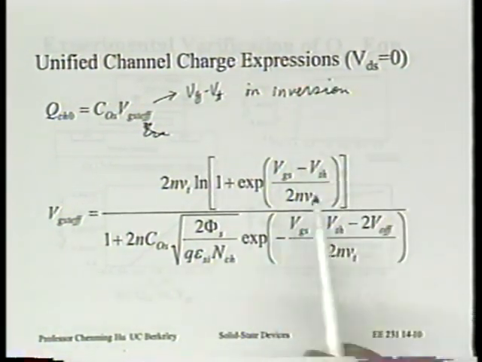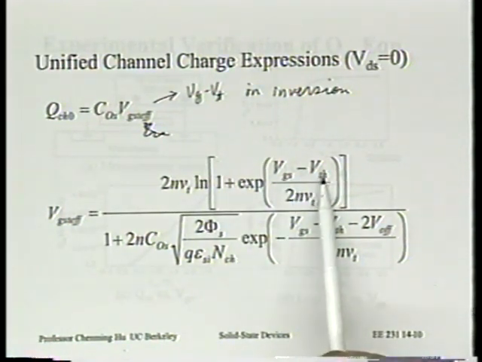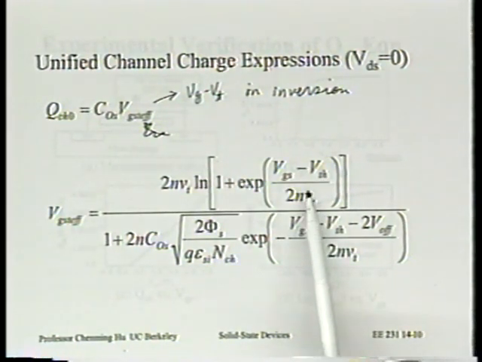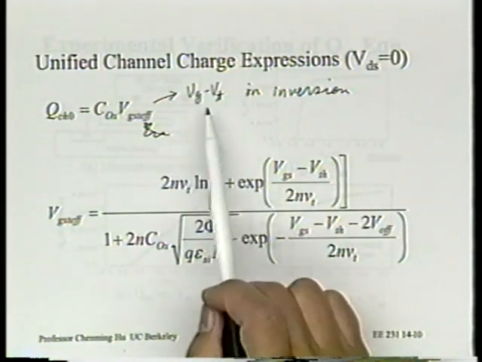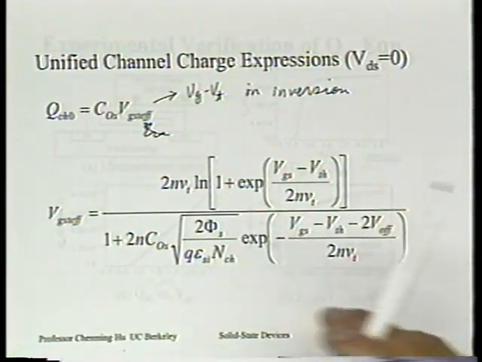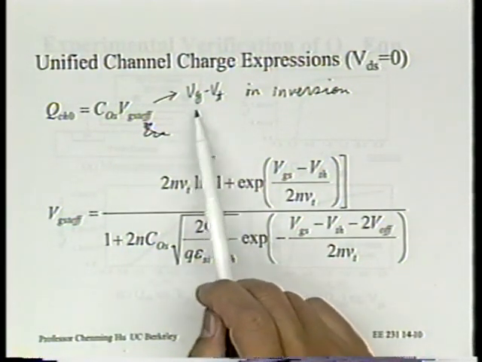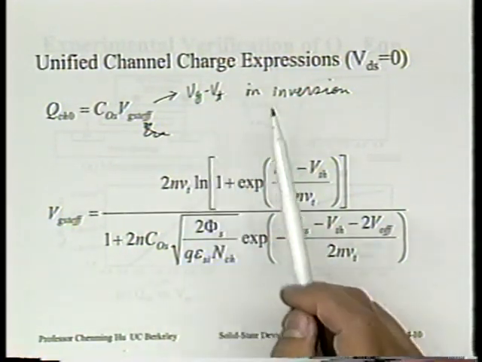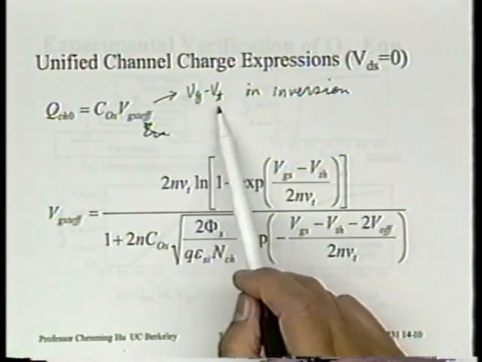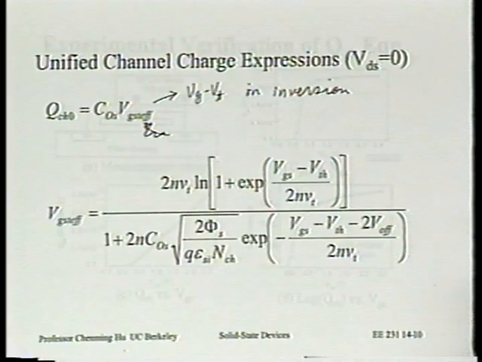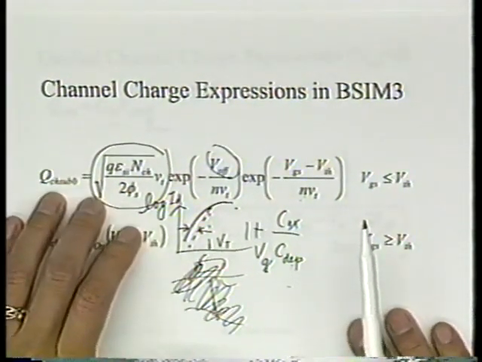If you just take the assumption that Vg minus Vt is much larger than the thermal voltage, you will find this whole thing reduces to Vg minus Vt. And if you take the opposite assumption that Vg minus Vt is several thermal voltages smaller than 0, in other words, Vg is less than Vt by more than a few thermal voltages, this expression reduces to the first expression in the previous slide. Take my word for it.